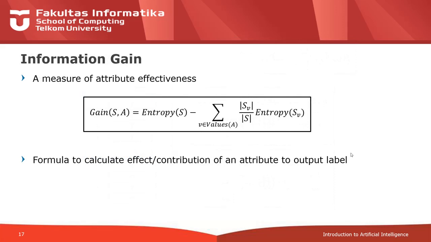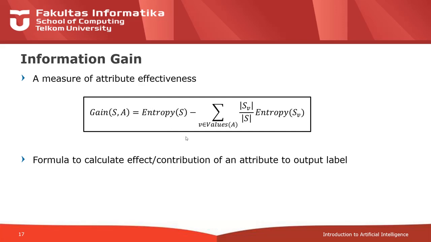Next concept is information gain. Information gain is a formula to measure the effect or contribution of an attribute to the output label. We will see later what the effect, contribution, or effectiveness means.